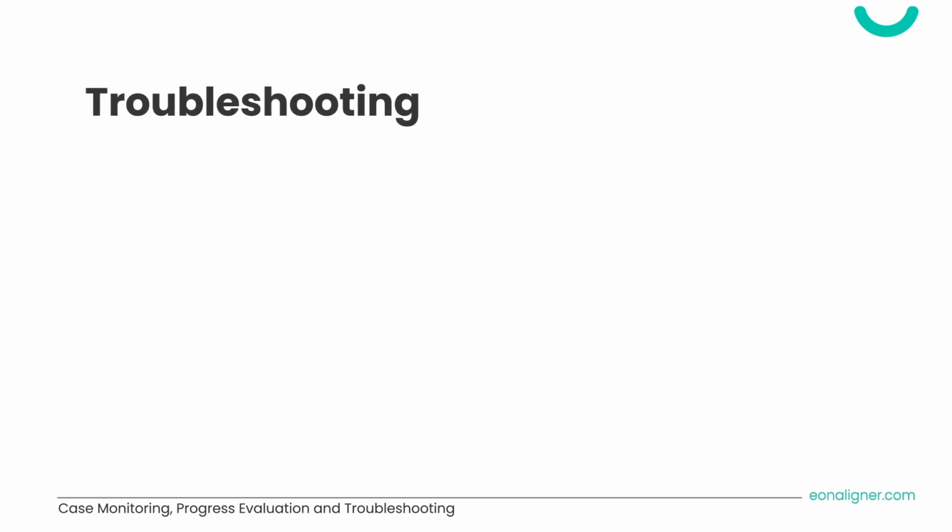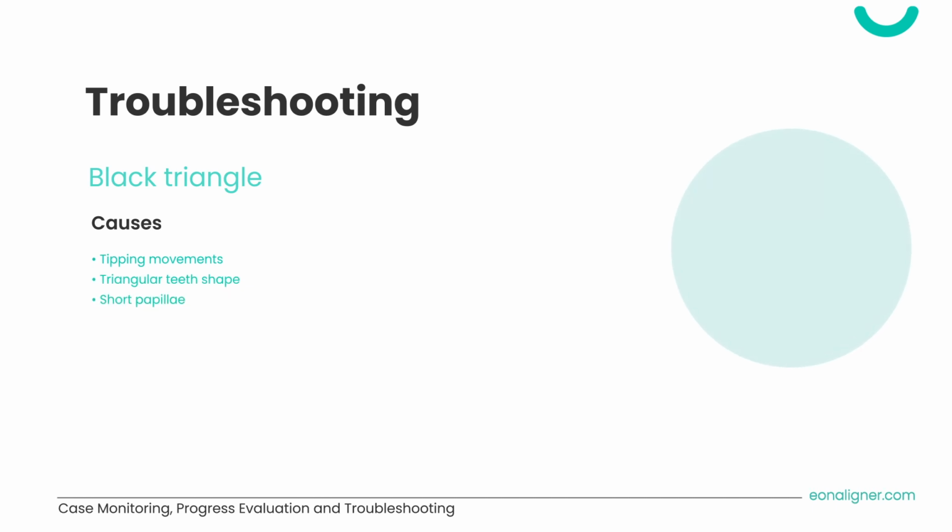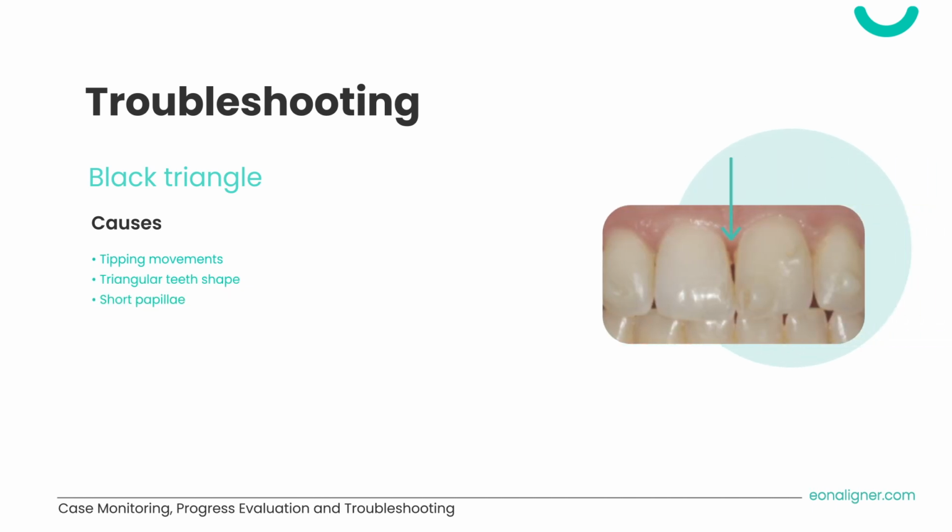The last thing we're going to discuss in our presentation today is black triangles. We might notice black triangles between the teeth at the end of the treatment. Tipping movements, triangular-shaped teeth, and short interdental papillae can be some of the reasons behind the appearance of these triangles. To avoid black triangles, plan to use attachments to ensure that bodily movement is happening. For triangular-shaped teeth, IPR can be planned to reshape the teeth and move the contacts more cervically. If you still notice these triangles at the end of treatment, refinement steps with IPR and teeth retraction can solve the problem.